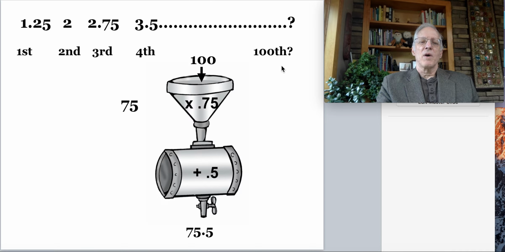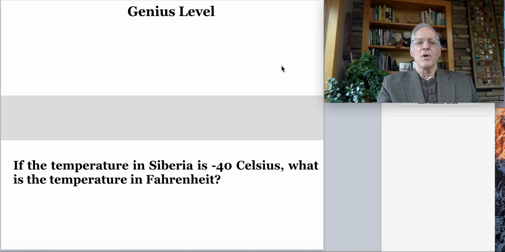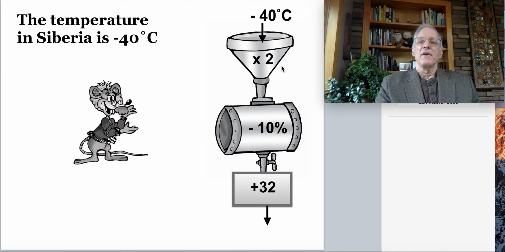All right, let's go on to the genius level problem. This is one of my favorite facts. So I'll tell you what I mean by that when we get to the end of this. So you have a Celsius temperature of -40. So our Celsius to Fahrenheit machine, if you remember from the beginning of the class, is times 2 minus 10%. So we put -40 in, times 2 is -80.